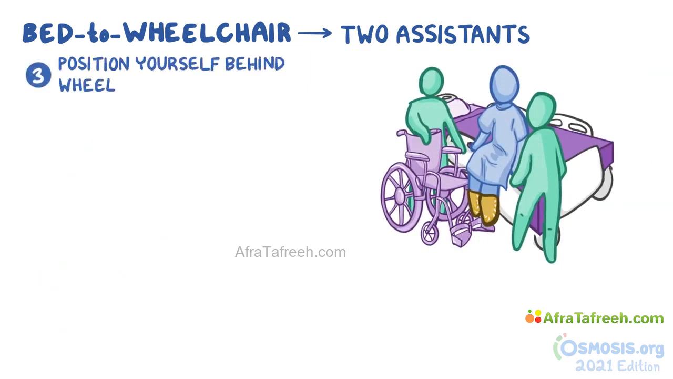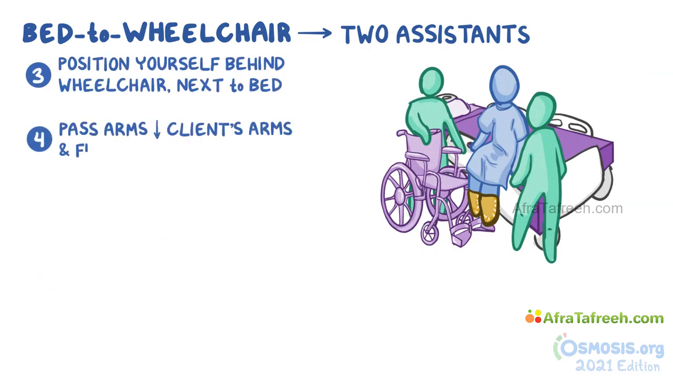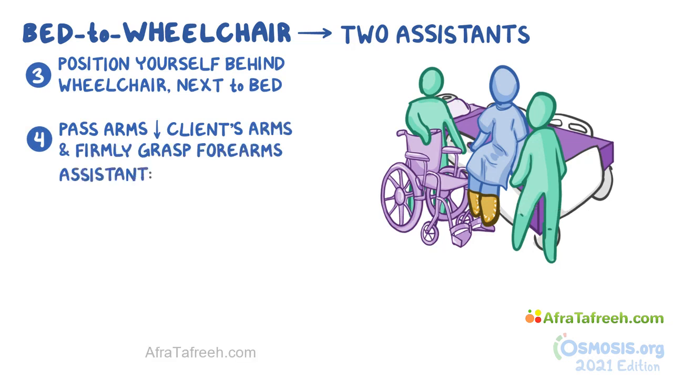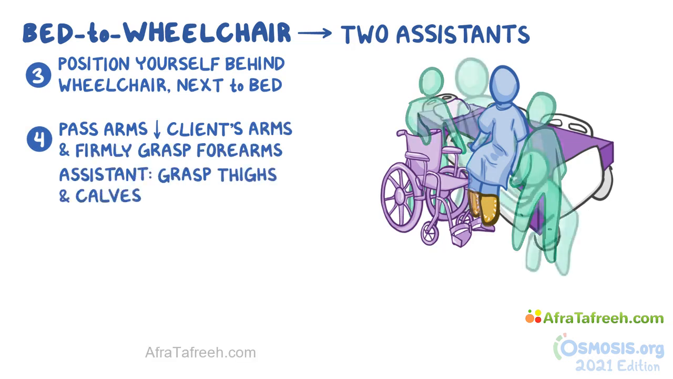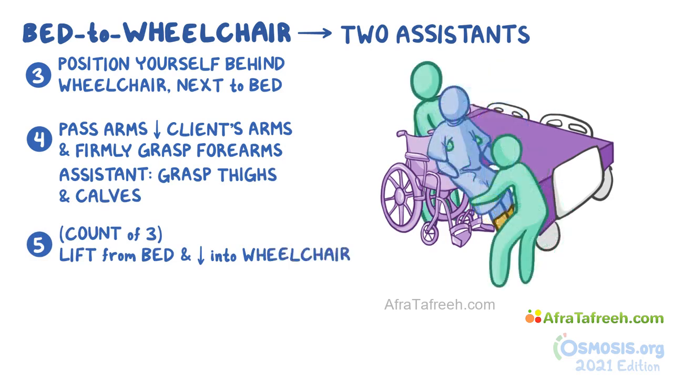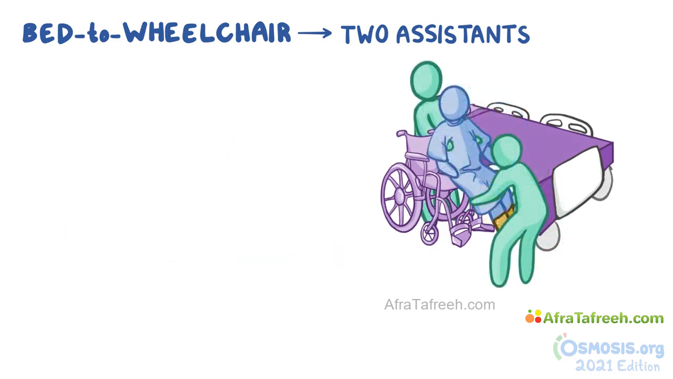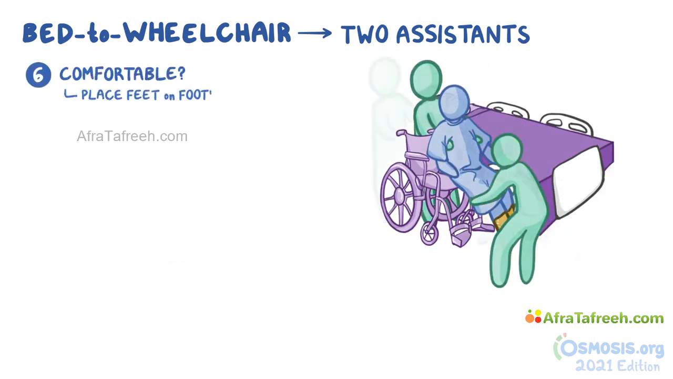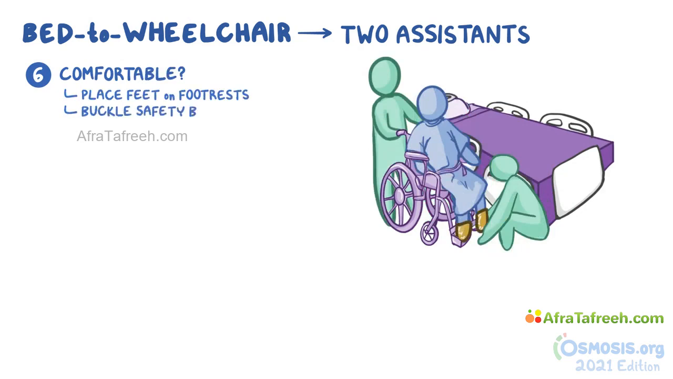Position yourself behind the wheelchair and next to the bed. Pass your arms under the client's arms and firmly grasp their forearms. At the same time, the other assistant should grasp their thighs and calves. Together, on the count of 3, lift the person from the bed and lower them into the wheelchair. Check that the person is comfortable, then place the person's feet on the footrests, buckle the wheelchair safety belt, and cover the person's lap and legs with a blanket.